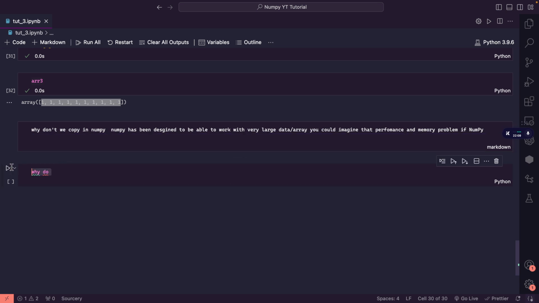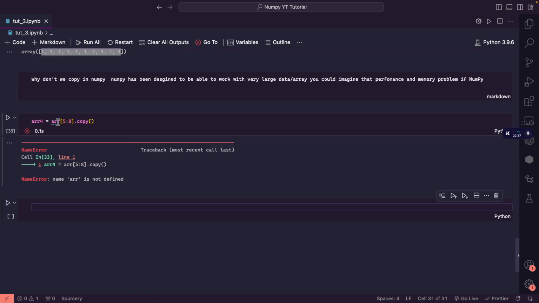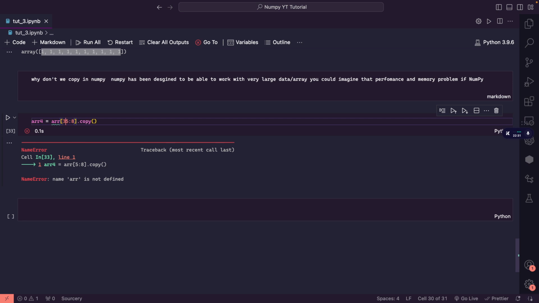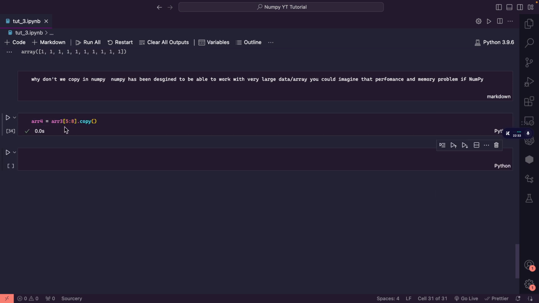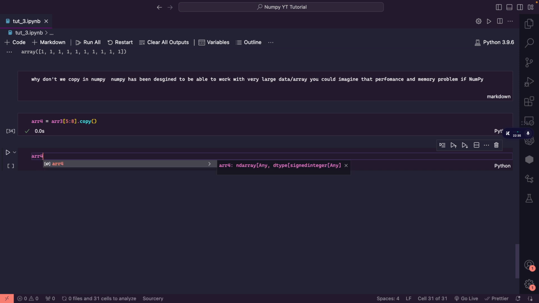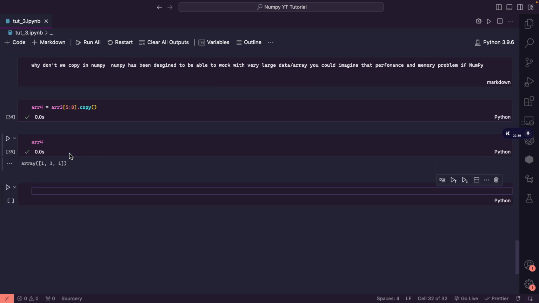And if we want to actually copy it, what we could do is, for array 4, if we want to copy our same initial 5 to 8, we could use copy. Oh, sorry, it is ARR. It's ARR and it will copy it. And if we see 4, then yeah, here we have it. So this is the thing we actually work with.